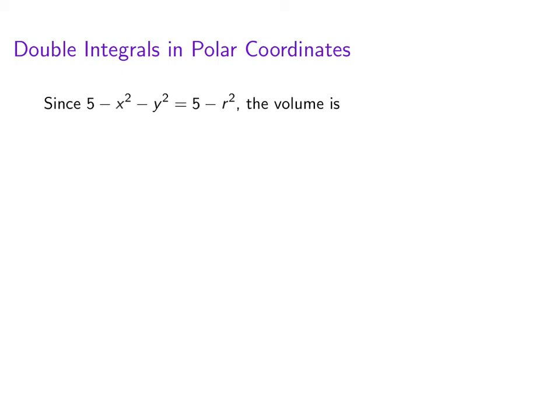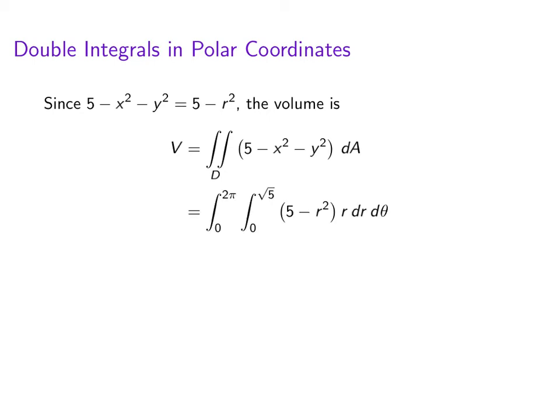Next, we'll write down a double integral, and in doing so, we note that 5 minus x squared minus y squared is equal to 5 minus r squared in polar coordinates. So our volume is the double integral over D of 5 minus x squared minus y squared, and we convert everything to polar coordinates. That gives us the integral from 0 to 2 pi of the integral from 0 to root 5 of 5 minus r squared, r dr d theta. Don't forget the r. This guy right here, don't forget that guy.